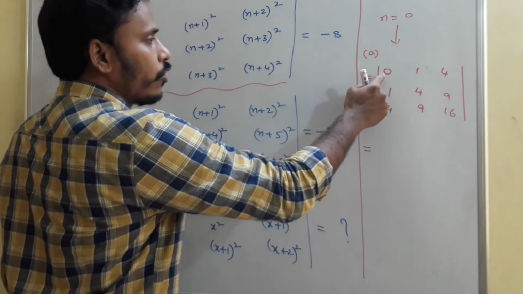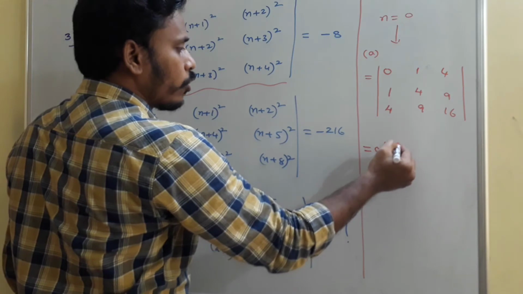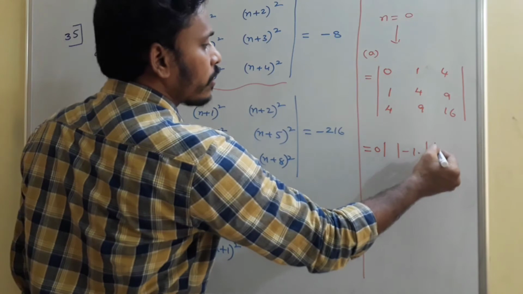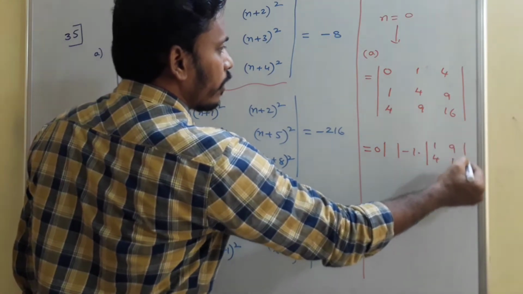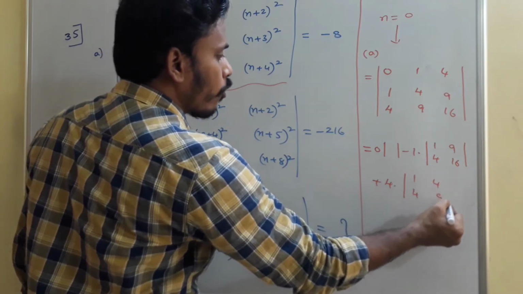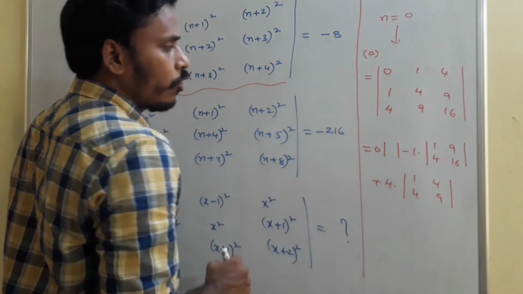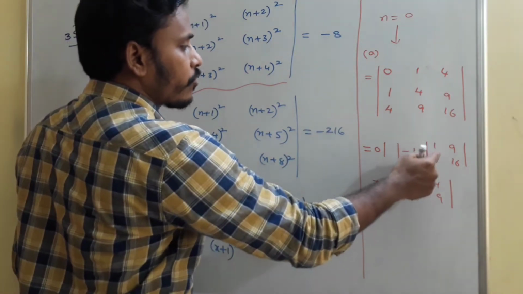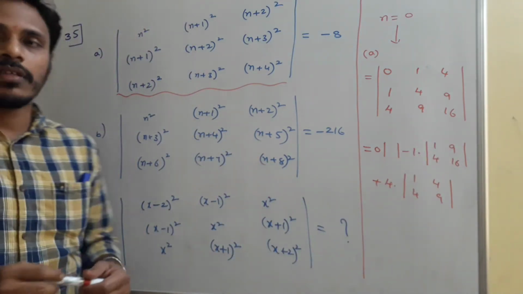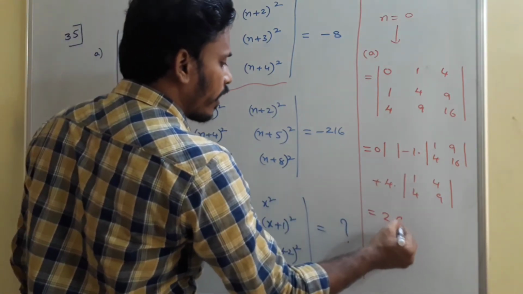Now think about the way of finding its determinant value. This is equal to 0 into the determinant of these four numbers, so neglect it, 0 into something you just neglect. Minus 1 into the determinant of the remaining four numbers, which are 1, 4, 9, 16. Plus 4 into the determinant of 1, 4, 4, 9. This is the standard way of finding the determinant. The first term is 0, and coming to the next term, 16 minus 36: 1 into 16 is 16, 9 into 4 is 36. 16 minus 36 is minus 20, and with the minus sign outside, take it as 20.